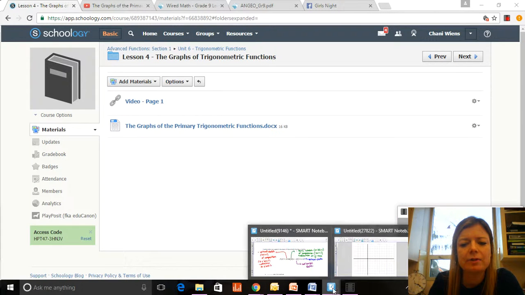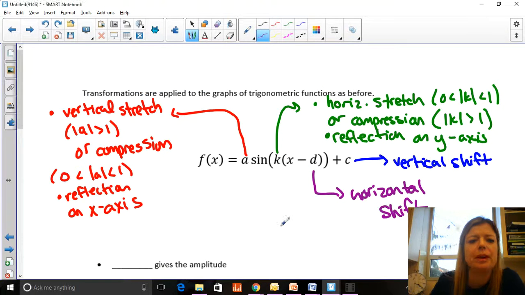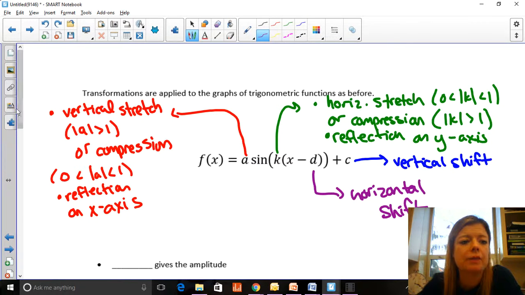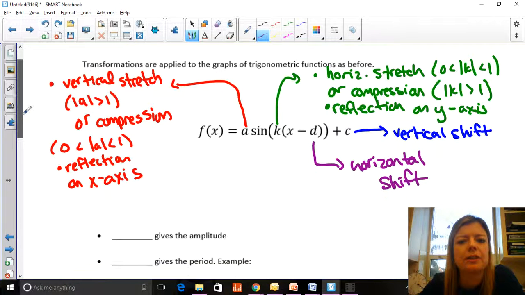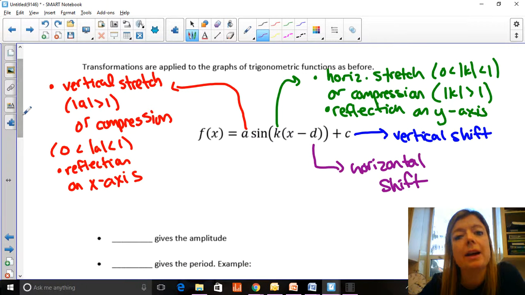Hi everybody, so now we're going to continue our note on graphing trigonometric functions. So now we're going to talk about transformations, and I've already filled this out for you because, surprise, surprise, it's the same as it always is with transformations. Our A, K, D, and C values have the same meaning that they always have had, so you can get this down.